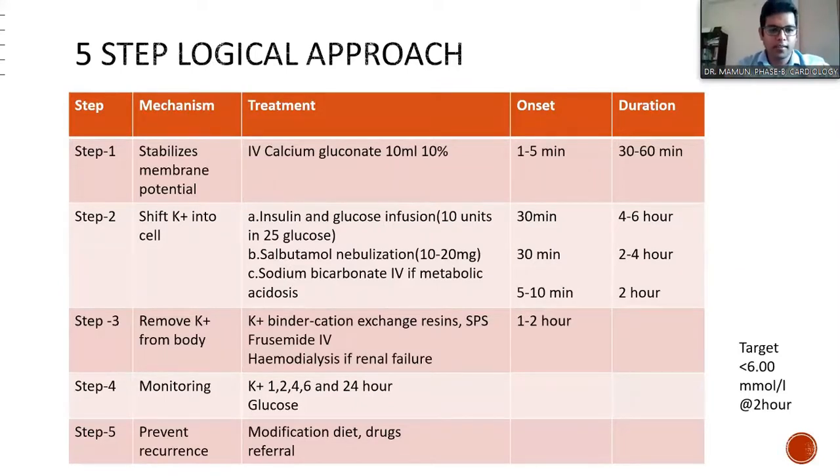One important thing is step 4, monitoring. We must monitor the potassium level at 1, 4, 6 and 24 hours, and our treatment target should be a potassium level of 6 millimole per liter at 2 hours. This is important, and we also monitor the glucose as we used insulin or glucose infusion, so we should monitor glucose level to avoid hypoglycemia.